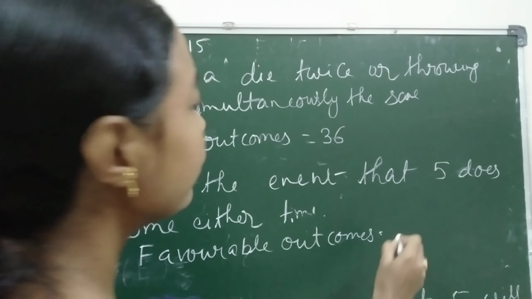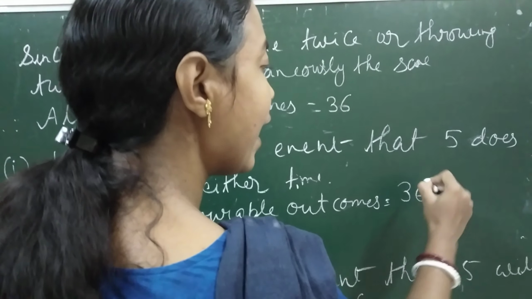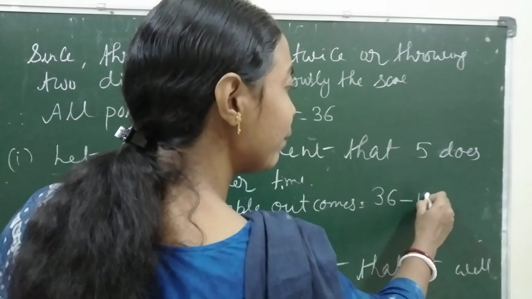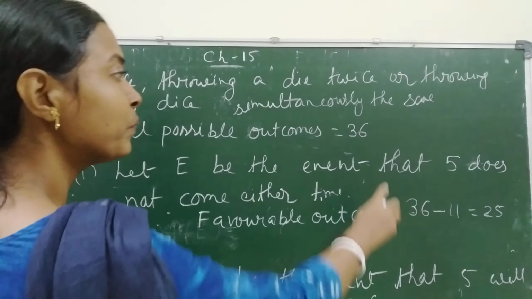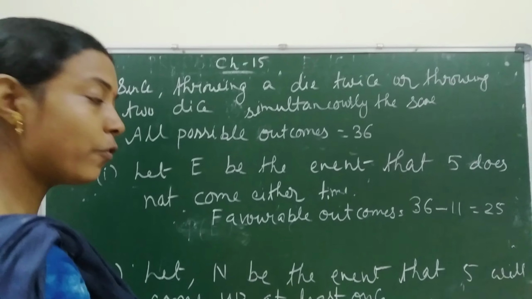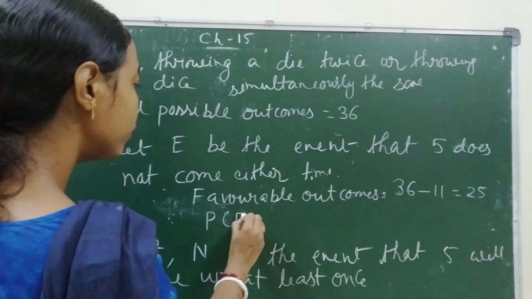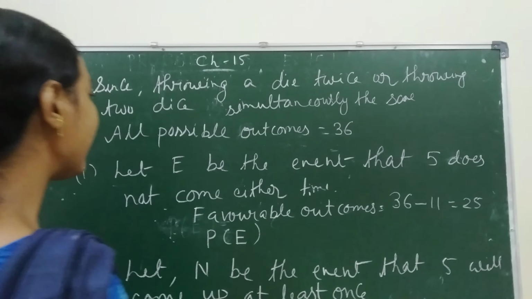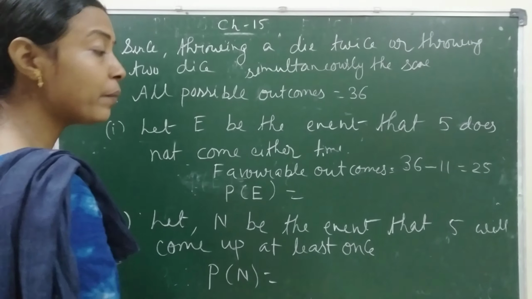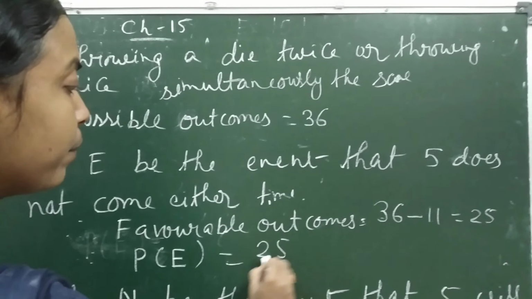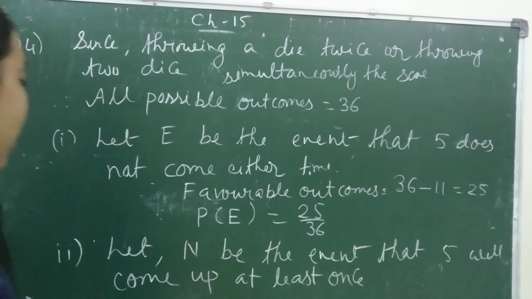how many times you will not see the 5? Total outcome 36, and you will see 5 11 times. So 36 minus 11, that is 25 times that 5 does not come. Therefore probability that 5 does not come either time, P equal to favorable outcome by total outcome, that is 25 by 36. Okay, now the question number 2.